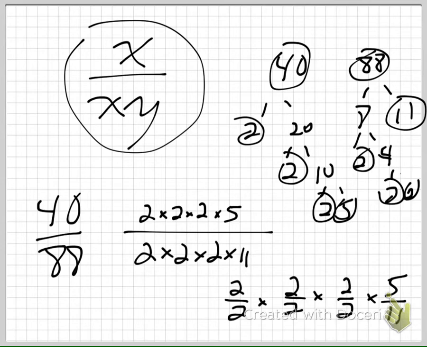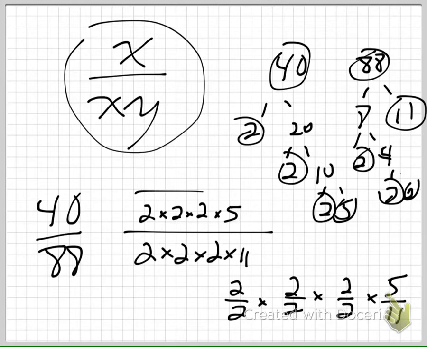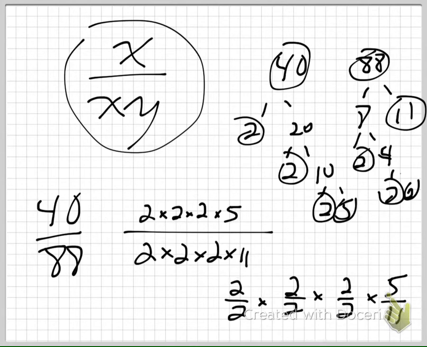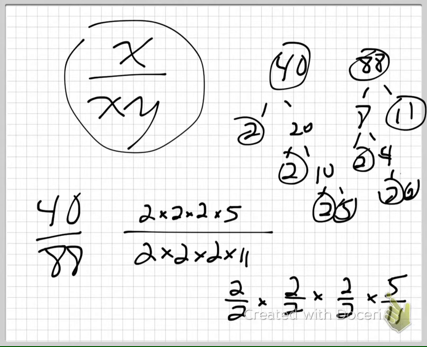Now, notice this. What is 2 times 2 times 2 times 5? Isn't that what that is? Isn't that how you multiply fractions? You just multiply across, and the same thing here. Okay, so look. What's the difference between this and this then? Nothing. Agreed? Okay, so then what is 2 over 2? 1. What is 2 over 2? 1. What is 2 over 2? 1. What is 1 times 5 over 11? 5 over 11. Right?